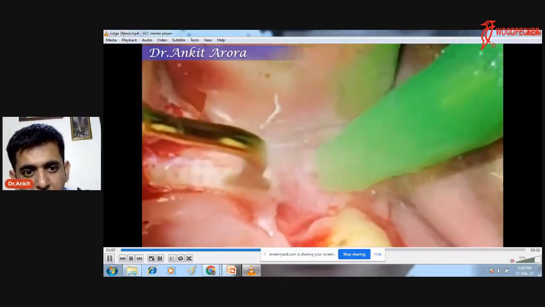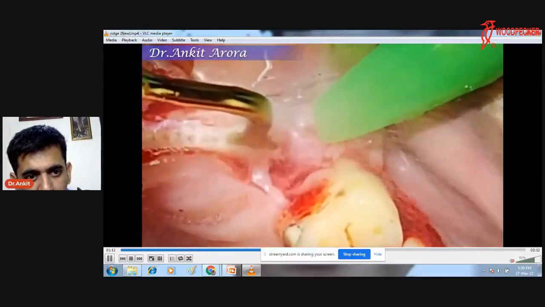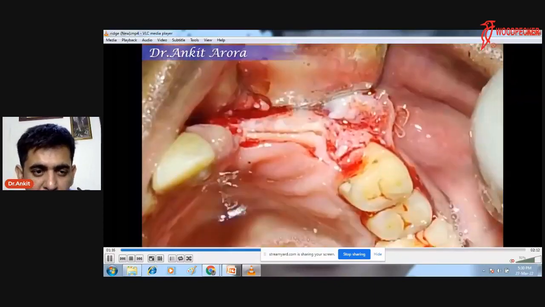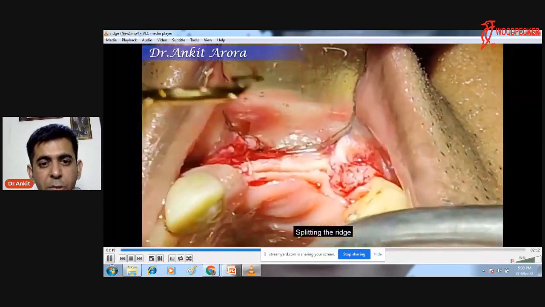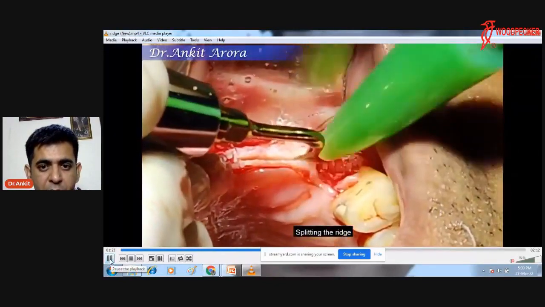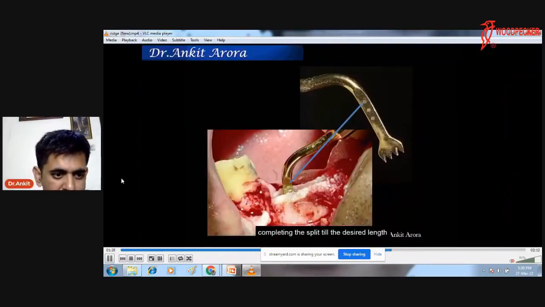In this section of the video, you can see how we have split the crest from the buccal and the palatal aspect. It was a pencil shaped buccal aspect, and this is after splitting the ridge. We have gone around 10 mm in the canine region and 8 mm around the lateral incisor. We have already seen the photographs in our slides, and so we complete the split till the desired length, right?